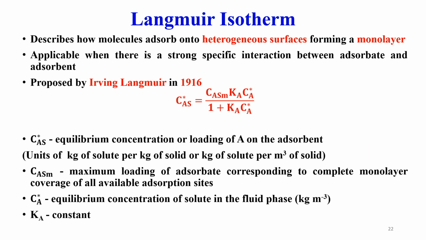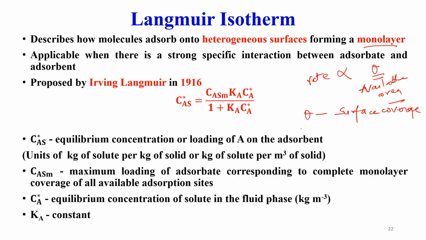Next is the Langmuir model. It assumes the formation of a monolayer on the surface, and the rate in this case is proportional to the available area, or available active sites for adsorption. So, let us say theta is the surface coverage; then the available area for adsorption will be 1 minus theta.